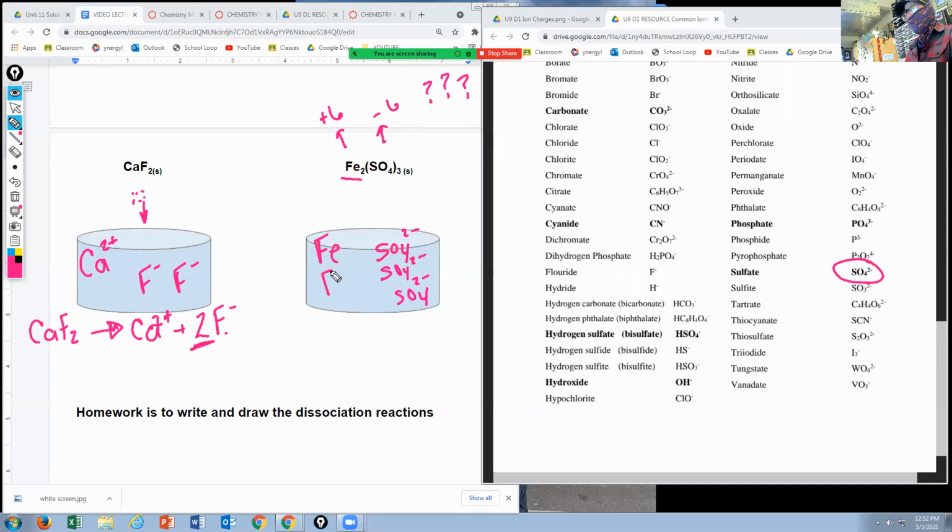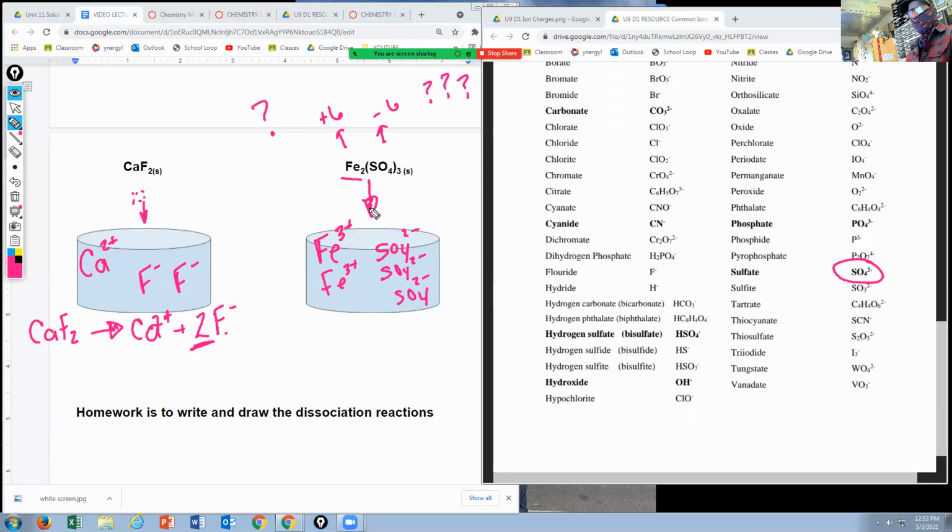So my question is, what's the charge on each one of those irons? There are 2 irons in solution. What is the charge on each one? That's right. Each one's going to have a 3+ charge because the charges have to balance out. A -6 balances out with a +6.